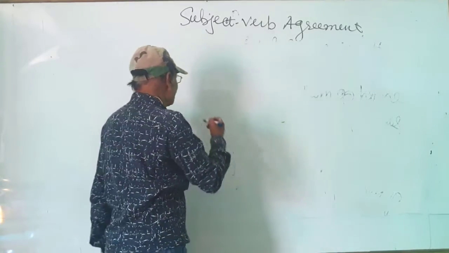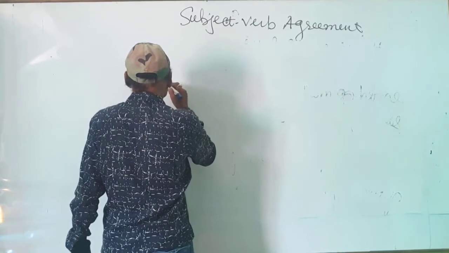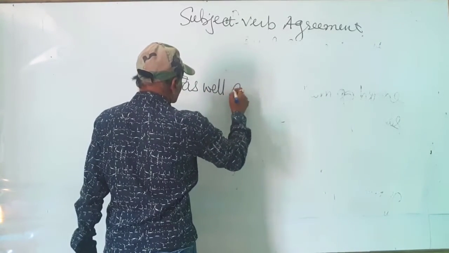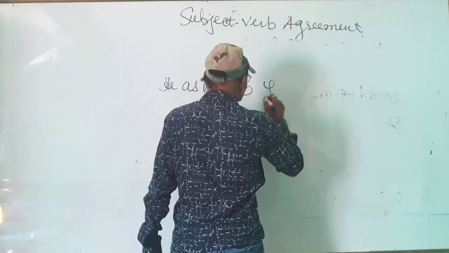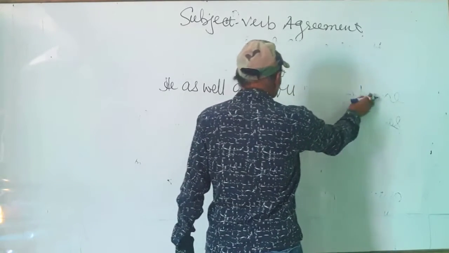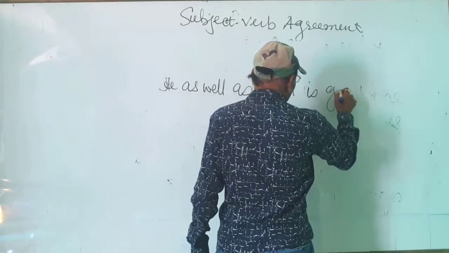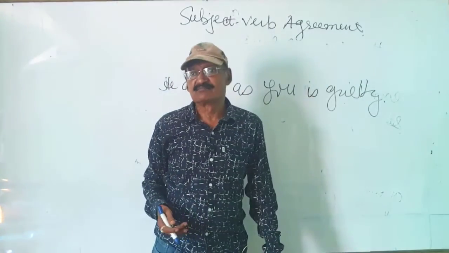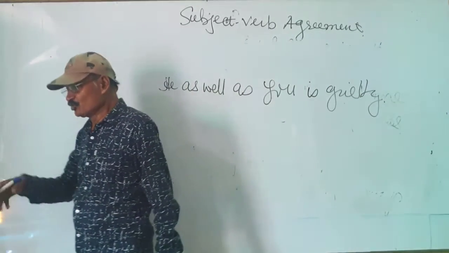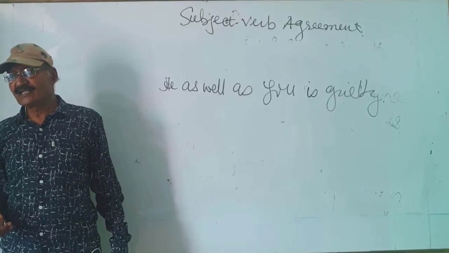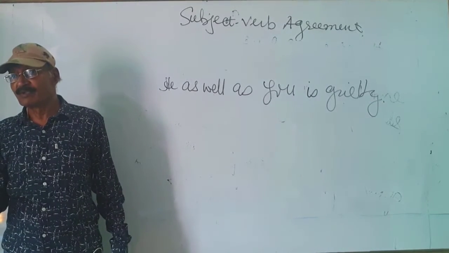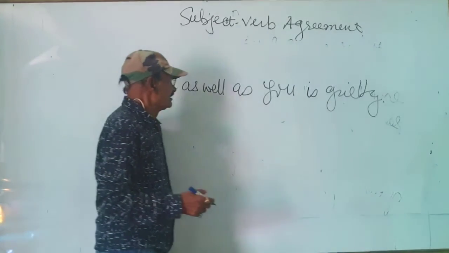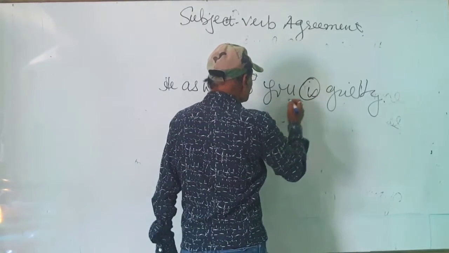In the second condition, you can find that: He as well as you is guilty. He as well as you is guilty. Generally we use "are" with "you". But here "is" has been used with "you".